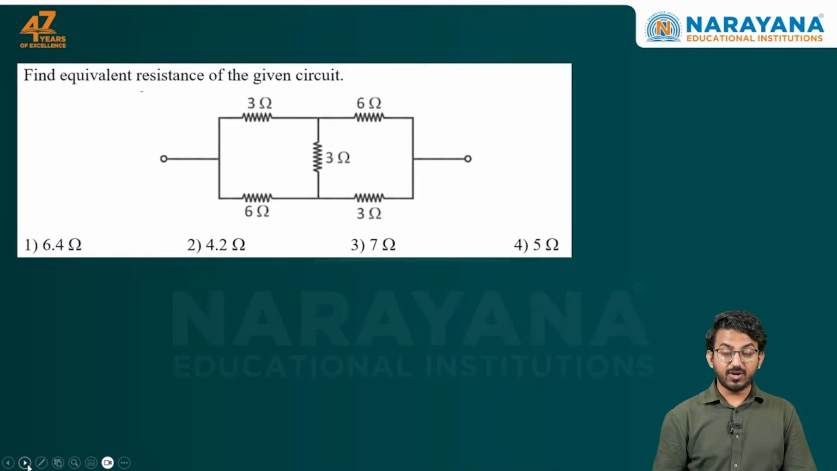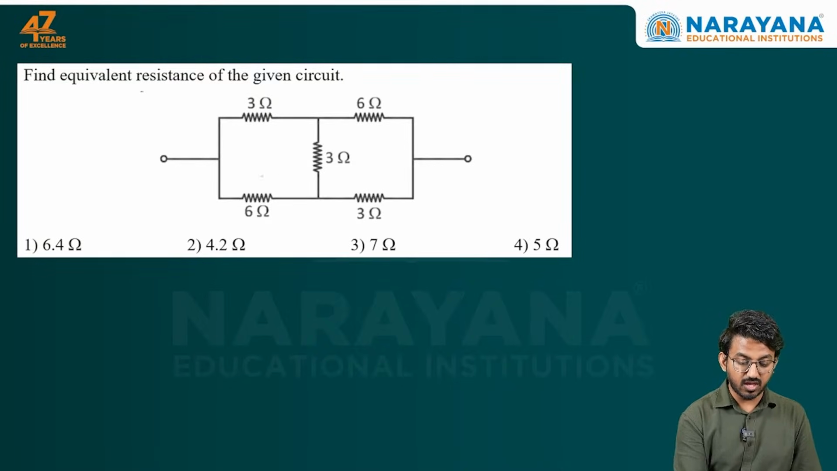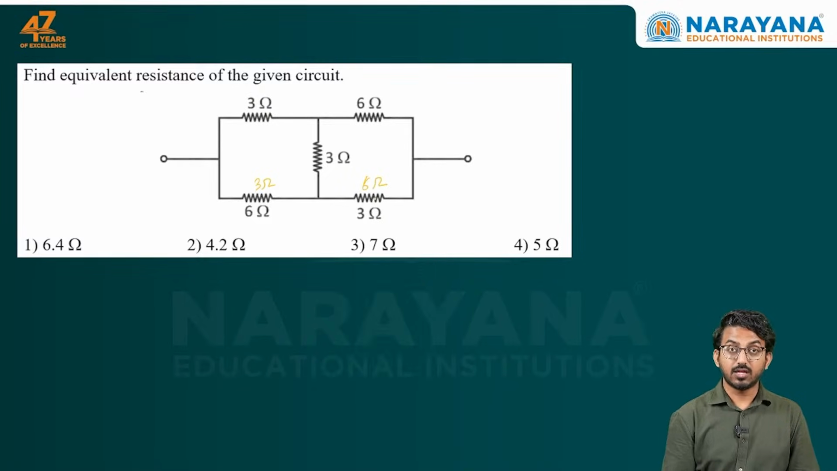Now this is a bit on the better side. People might get confused that this may be a balanced Wheatstone bridge, but it is not. This is a question based on symmetry. For a balanced Wheatstone bridge, the resistor order is supposed to be a bit symmetric here. So this is 3, this is 6, and this is also 3, and this is also 6. Like that, then we would say it's a balanced Wheatstone bridge. In this particular case, it's not.